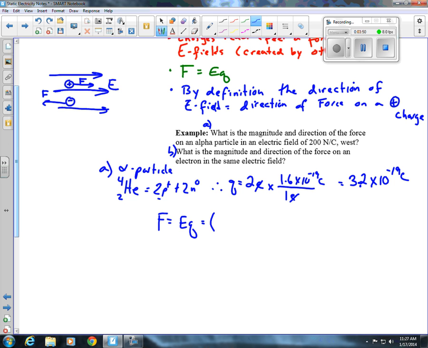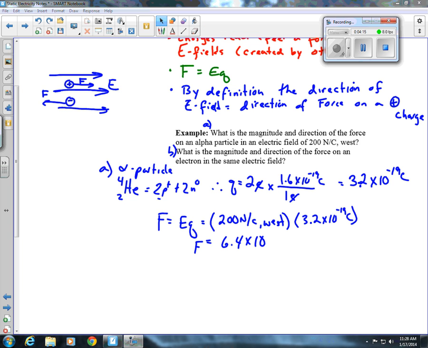Now, I'm going to keep my units and my directions. I don't always do this, but I want you to see what happens if I do. I get 200 newtons per coulomb west times my charge, 3.2 times 10 to the minus 19 coulombs, and I end up with a force of 6.4 times 10 to the minus 17 newtons, because the coulombs cancel, and then my direction is going to be west.